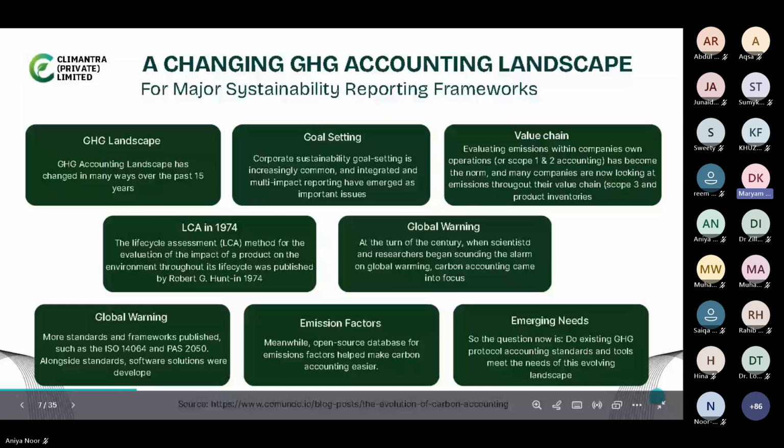And in the greenhouse gas emissions accounting framework, LCA came in 1974. So it's basically about the product life cycle. So in 1974, via LCA, we started calculating GHG emissions. And when the concept of global warming came, it became an important need of society and the world to calculate how much role GHG emissions play in global warming. So then IPCC emission factors came, and after that, there is an emerging need.